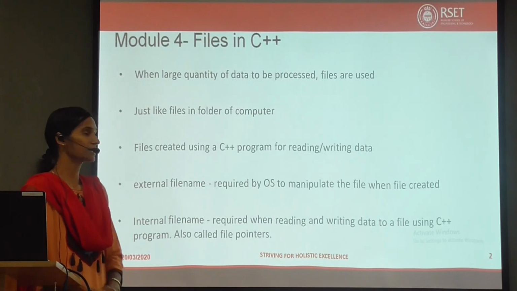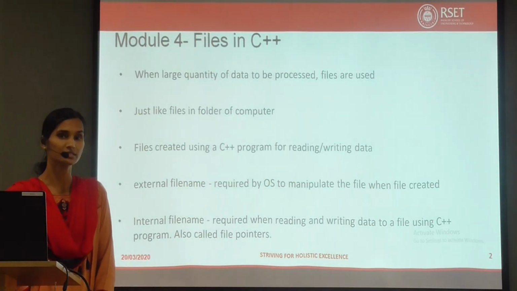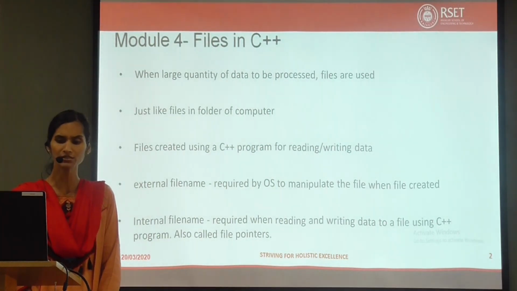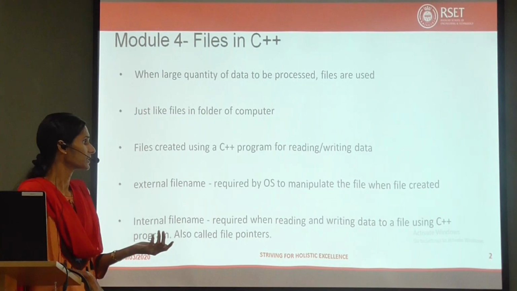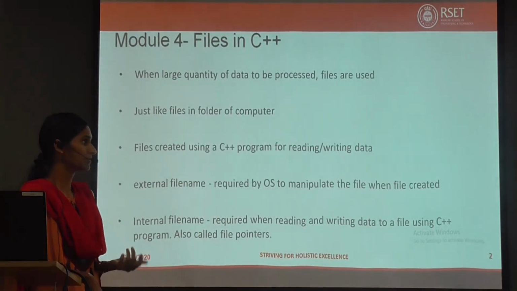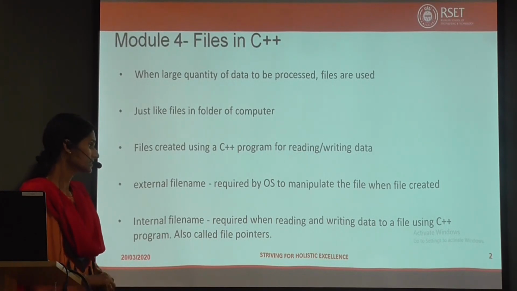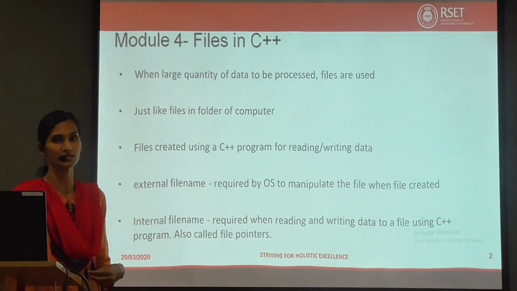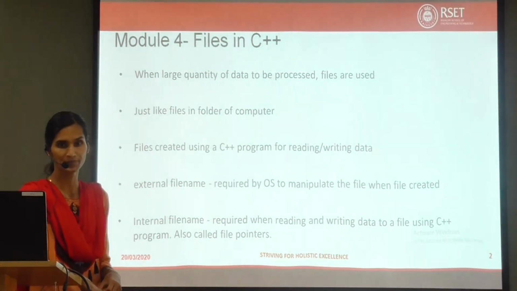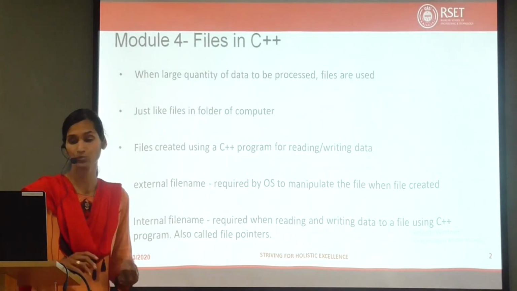In such a case, the file will have two names, which are called the external file name and an internal file name. The external file name is required by the operating system to be manipulated when the file is created, and the internal file name is required when you read and write the data using a C++ program. The internal file name is also called a file pointer.